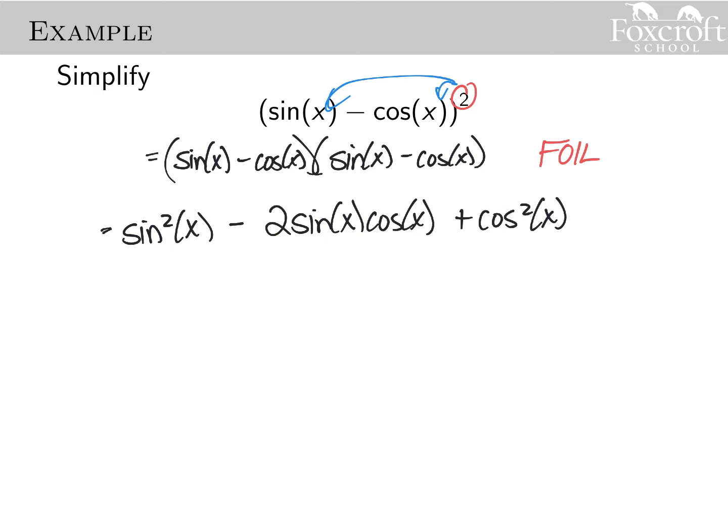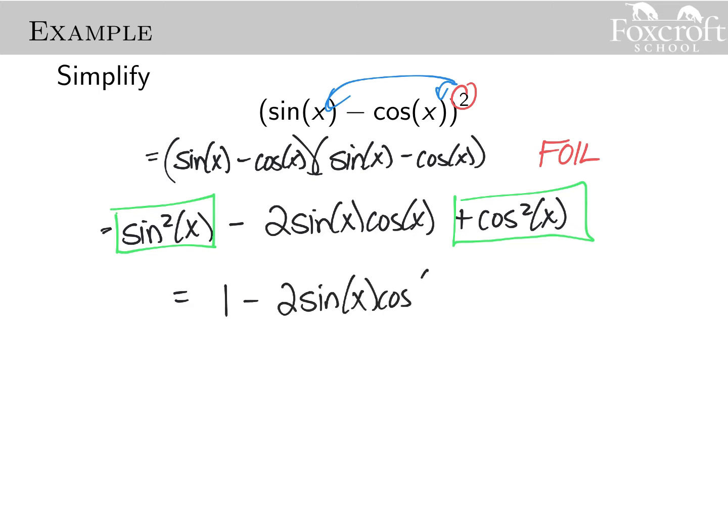And that doesn't look any simpler or anything, but if you look at the very first term and the very last term, we have sine squared plus cosine squared, and that is equal to 1. All right, so that's a perfectly fine answer, and that's kind of the answer I would actually expect.